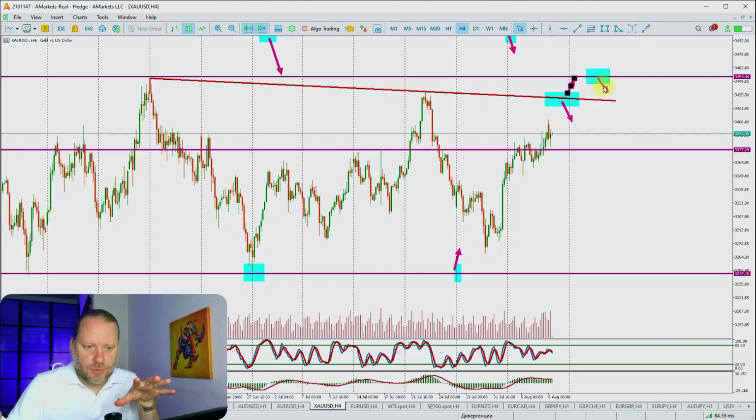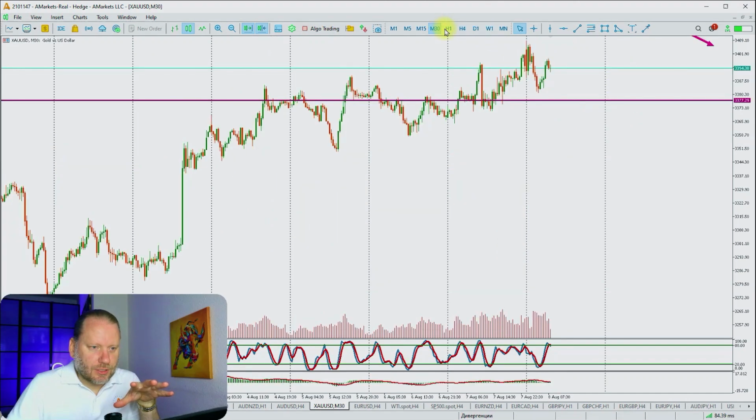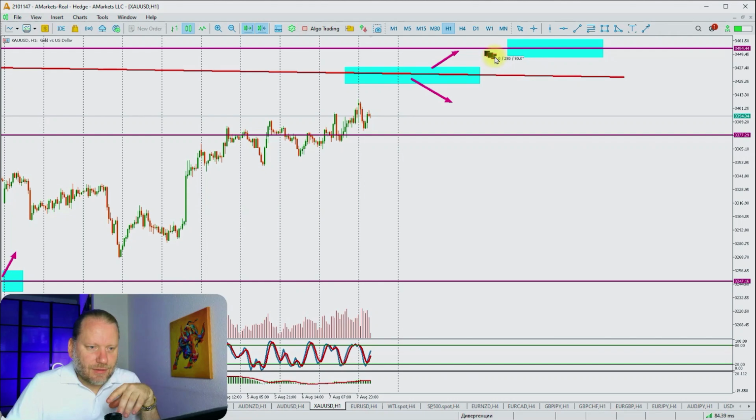You can also consider a mirror resistance line here. That is, look, if this happens, a correction down from the top, then here, when the price approaches, let's look at the H1 time frame, when the price returns to this resistance level, it will become a mirror support line. And from it, you can buy and profit from the rise. The same thing we discussed on the Euro-CAD currency pair.